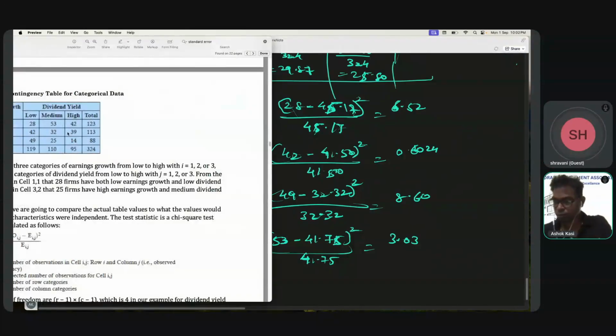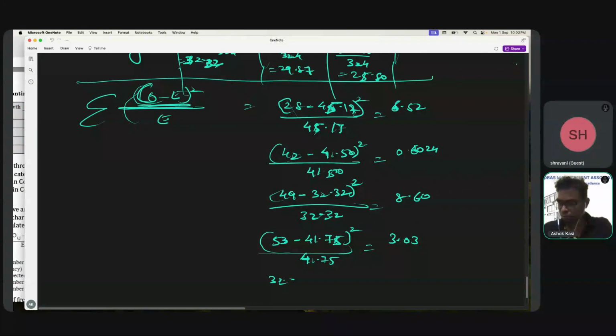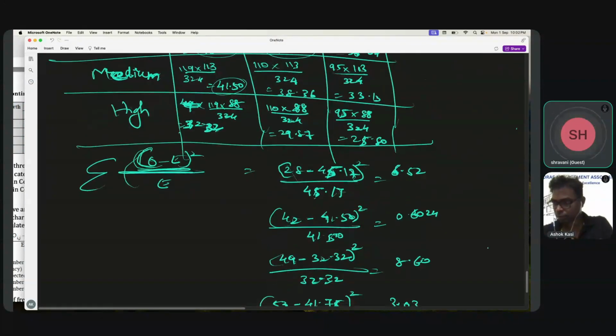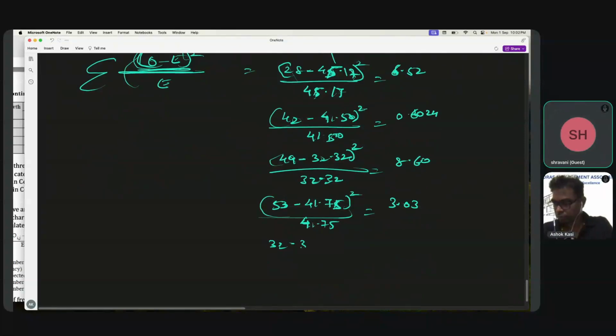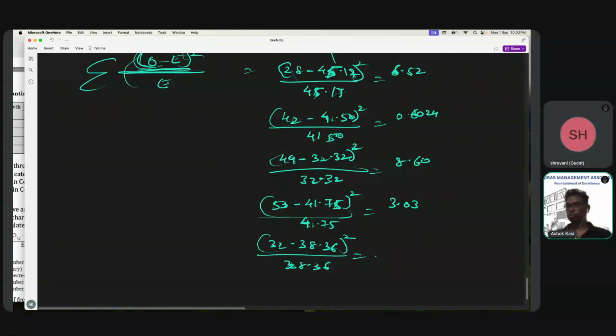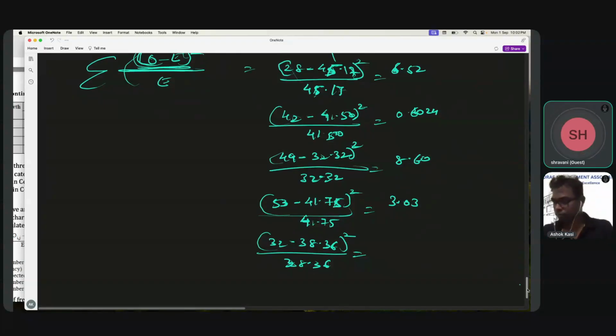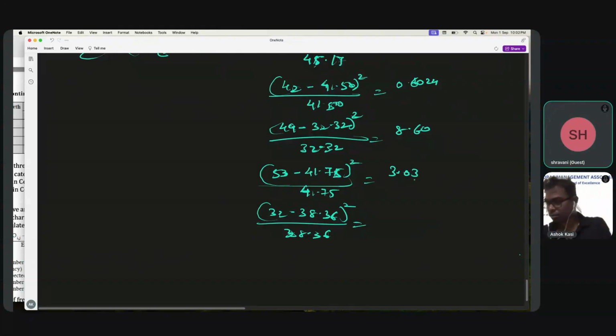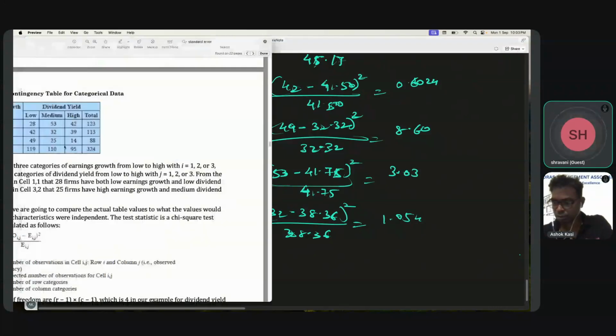The next one is 32 minus 38.36, squared, divided by 38.36 gives 1.054.